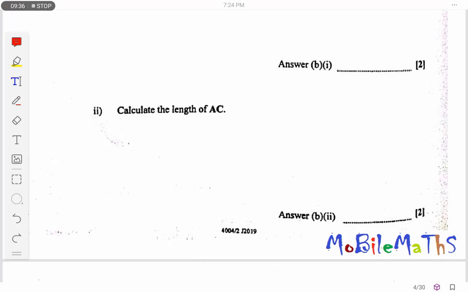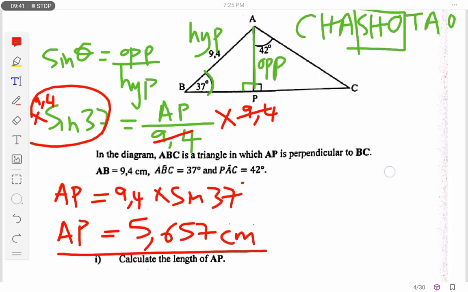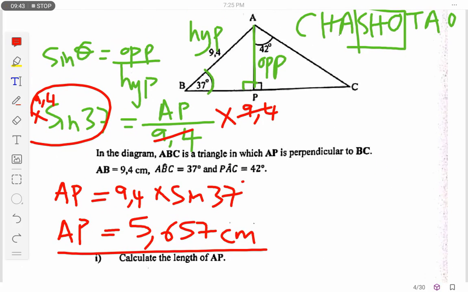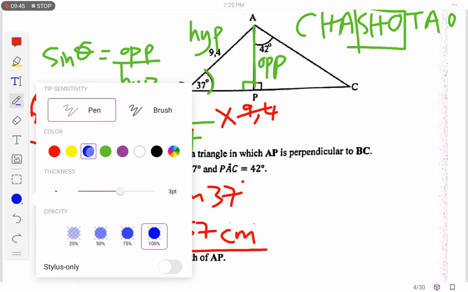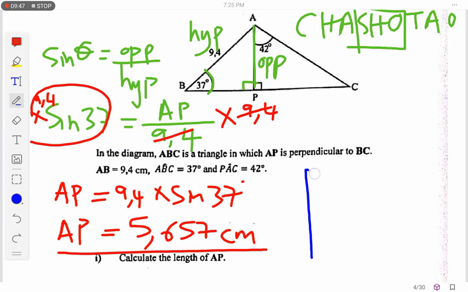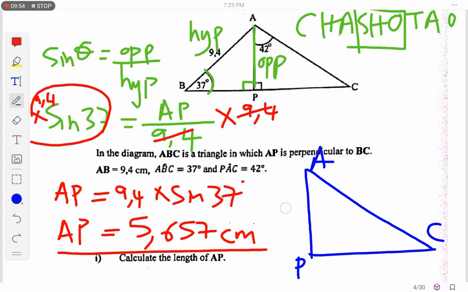It's now saying calculate the length of AC. Okay, so I can redraw this so that we just have the diagram. So I have AC. This is my A, this is my C. And we have calculated AP there, and we said it's 5.657. I have deliberately used these numbers so that we don't round off our numbers. And we have 42 degrees there. And this is also a 90.